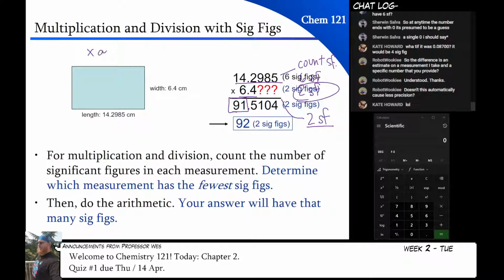Multiplication and division care about sig figs. Notice I wrote something different there. Multiplication and division care about sig figs. Addition and subtraction care about places. They are different rules. Do not mix them up. You will get the wrong answer.